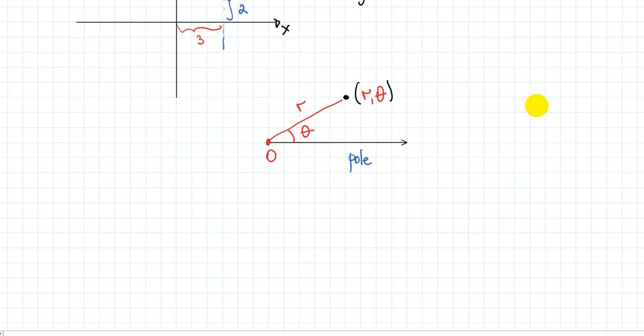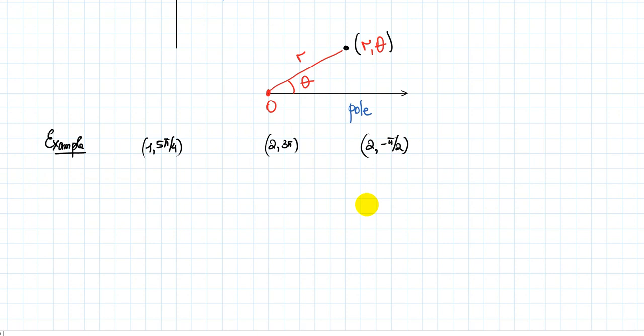So let's discuss a couple of examples of those points. For example, let us draw the point with the coordinates 1 and 5 pi over 4. Or let's draw the point with the coordinates 2 and 3 pi. Or 2 and minus pi over 2.